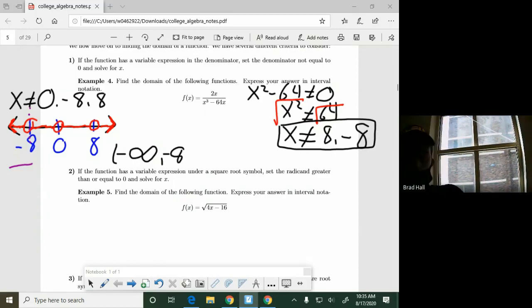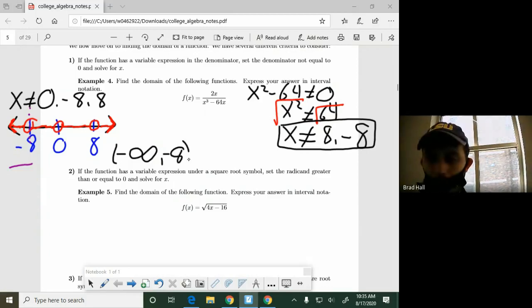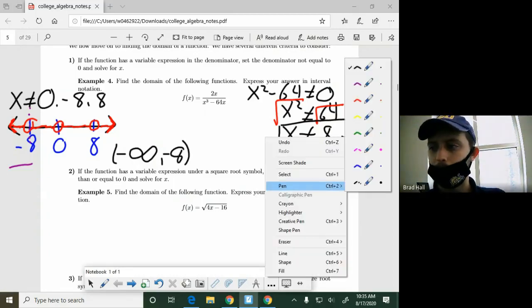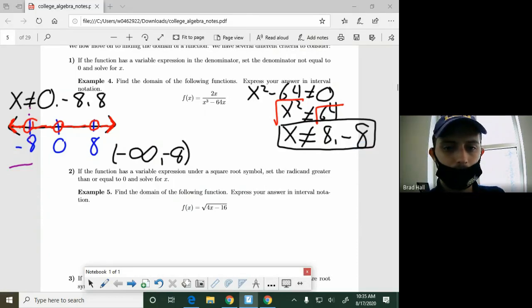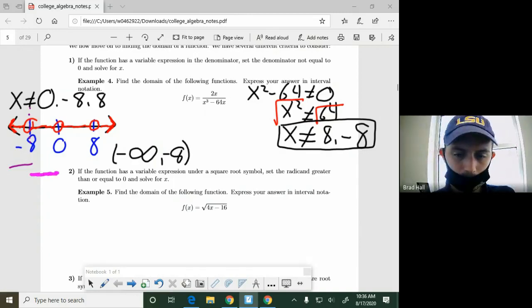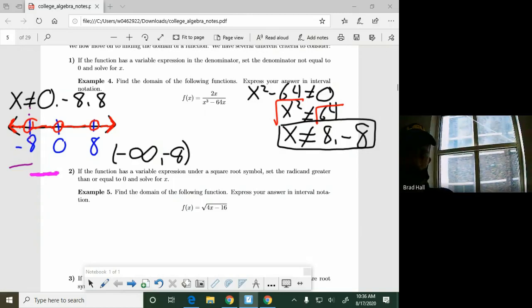Negative 8, is negative 8 included or no? It's not included because we said x is not equal to it. So negative 8 gets a parenthesis. Parenthesis, of course, means not equal. All right, so we're still reading left to right. So where did we stop off at? We stopped off at negative 8. And we keep going until we hit another issue. And then we stop at 0.